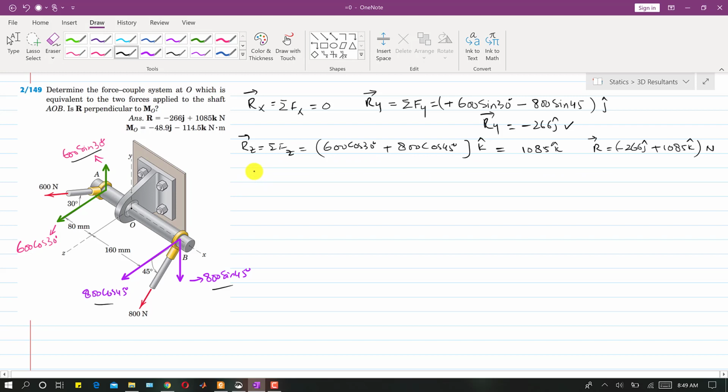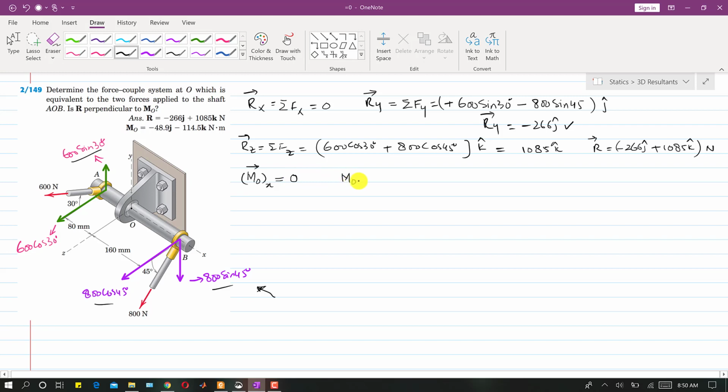Now to find the moment about O, we will find the component of the moment about O along x first. If we look at these forces and their components from this x direction, we can see that both the 600 newton force and the 800 newton force intersect the x-axis, so they will never produce any moment. Similarly, their components also intersect the x-axis, so they will never produce any moment about the x-axis. So this will be equal to 0.